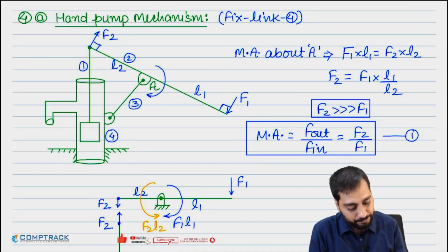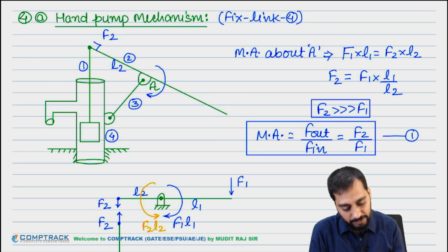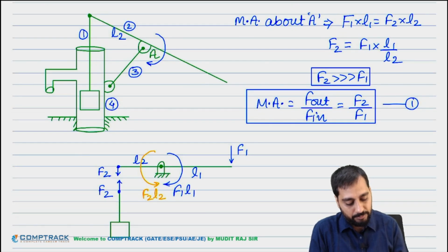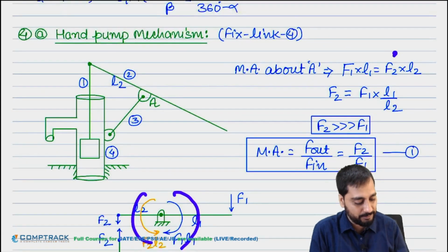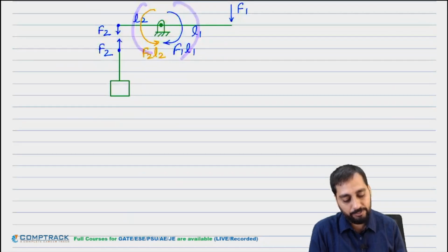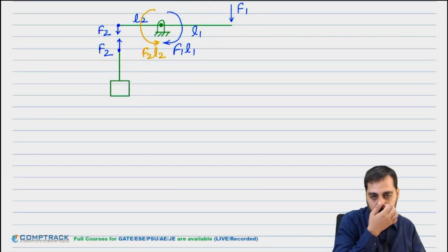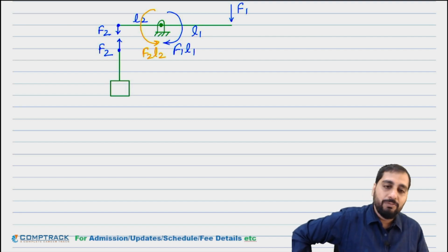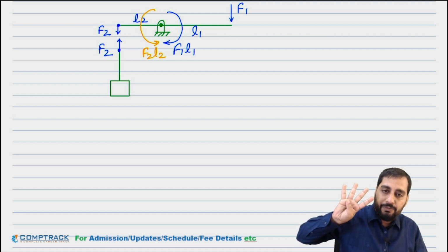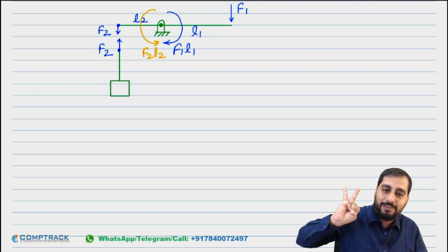Is it clear? So remove these forces from here, otherwise you will get confused again. Just here both these torques or moments are balanced on both sides, then this equation is there. Now is everyone clear? Okay, good. So these were the 4 inversions of the slider crank mechanism. There were 4 inversions for the 4-bar mechanism and 4 inversions for the slider crank mechanism.